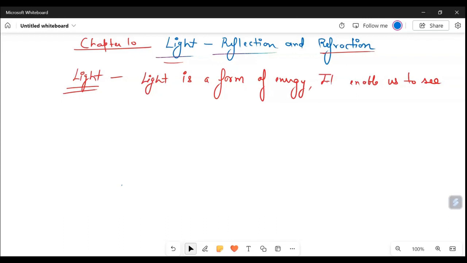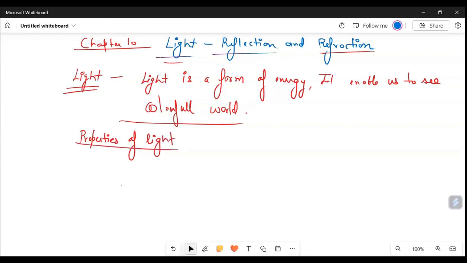So you are looking everywhere and seeing this colorful world, and this colorful world is nothing but because of light. Now we will discuss the properties of light.